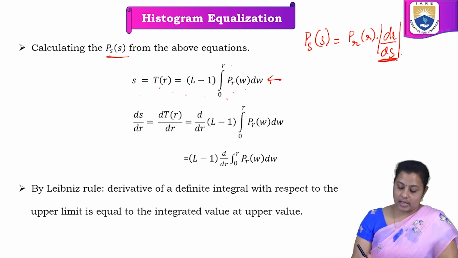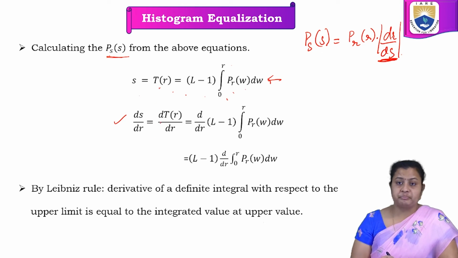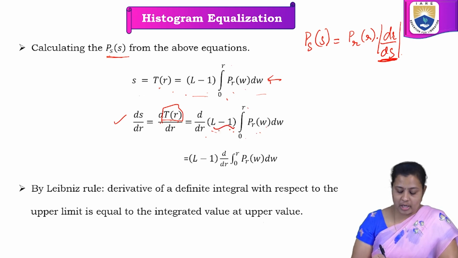How are we going to calculate this? We first calculate dS by dR, which is equal to d by dR of T of R. That is given by d by dR of L minus 1 times the integration from 0 to R of PR of W into dW, substituting T of R from here. Now, L minus 1 is a constant, so we can take it outside the derivative. So, d by dR of the integral from 0 to R of PR of W into dW.